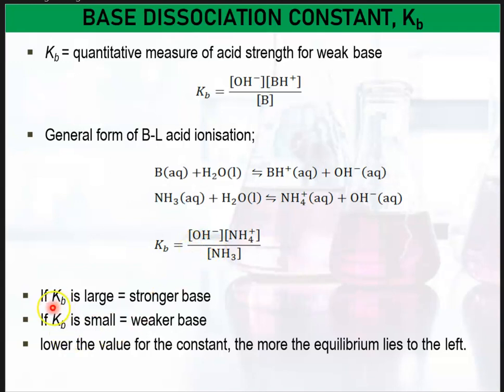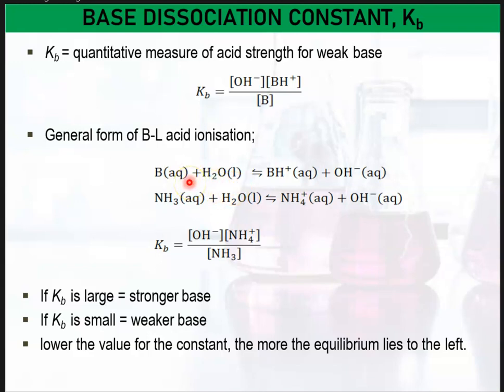Similar to the Ka, if the Kb is large, it means that weak base is comparatively a relatively strong base in that group. If the Kb is small, the base is weak compared to other weak bases. The lower the value for the constant, the more the equilibrium lies to the left, meaning it will not dissociate much. Same as the acid just now.